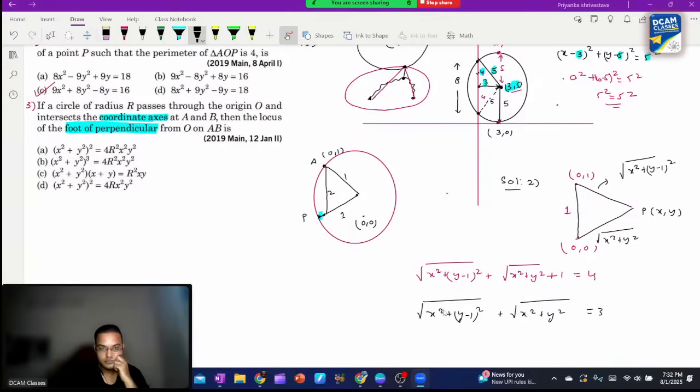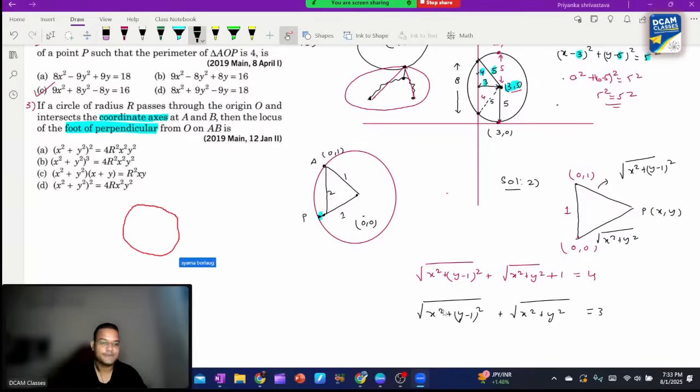Sir, the path is through the origin and then it cuts the axis, so that will be the chord length. And then from O to P, we have to draw a perpendicular line on the chord. Correct. So it passes through the center C. Why? Because they've given the circle of radius passes through the origin. So it looks something like a circle.